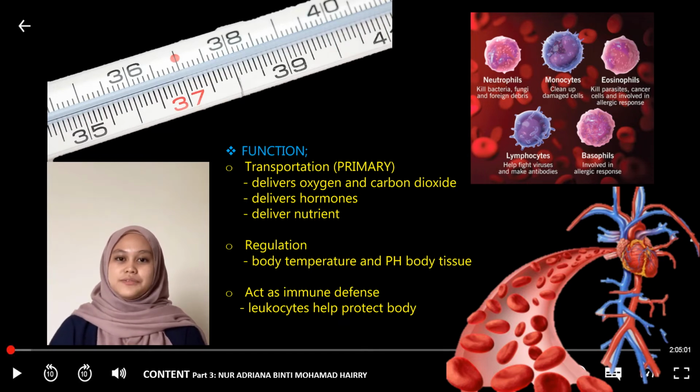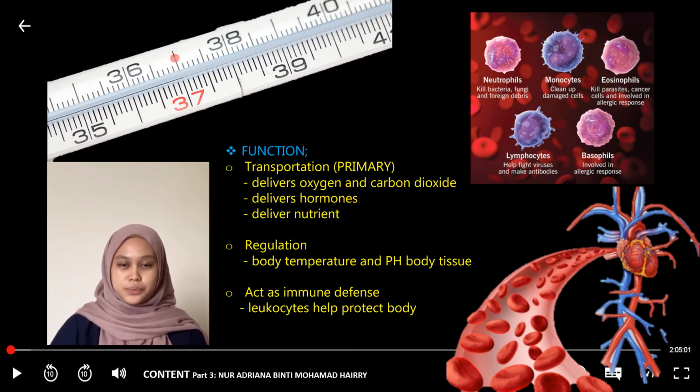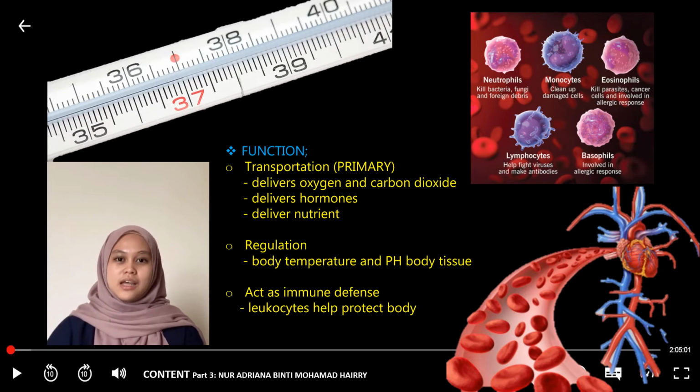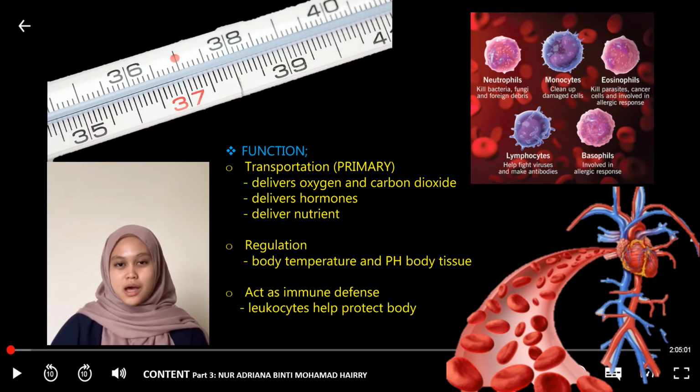So next is regulation. Blood helps regulate our body temperature and the pH in our body tissue. And lastly, acting as immune defense. Our leukocytes help protect our body from invaders coming into our body, such as disease-causing bacteria.